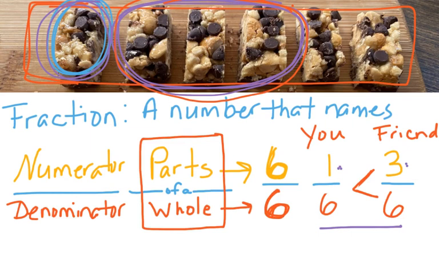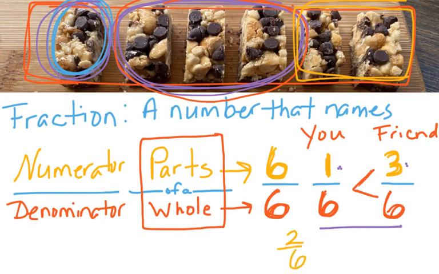Parts of a whole. 1/6. 1 is the parts that you got. And it was out of 6. This was the whole amount. Your friend out of 6 got 3. Parts of a whole. That makes me wonder, if my friend had 3 parts and I had 1 part, what would be left over? Looks like 2 parts. 2 out of 6. You know what? We'll save that for another lesson.